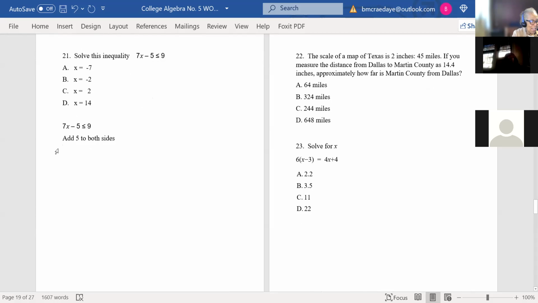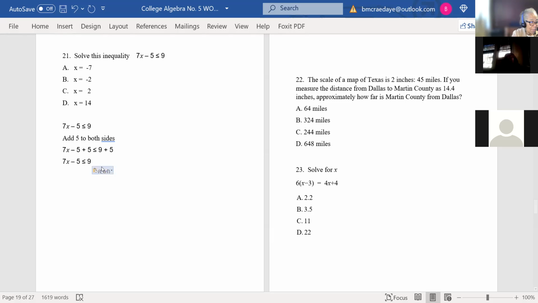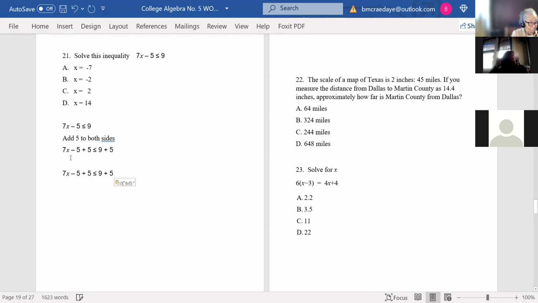Okay, add 5 to both sides, and that would give you, let's just copy that. Add the 5 to the left and add it to the right. What do you get on the left, Latoya? 7x. Okay, you get 7x, and we take out our 5s because they add up to 0. So that would be 7x on the left side.